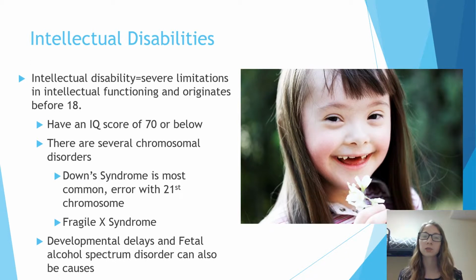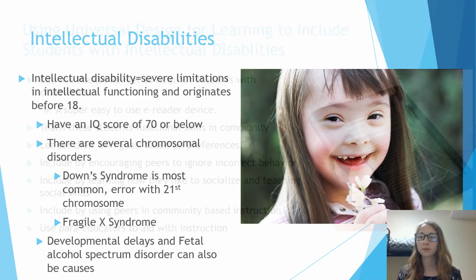Next, we have intellectual disabilities, and this is where you have a severe problem with your intellectual functioning. And this would include individuals with an IQ score of 70 or lower, and these would be people with like Down syndrome or Fragile X syndrome, and developmental delays in fetal alcohol spectrum disorder can also cause this.